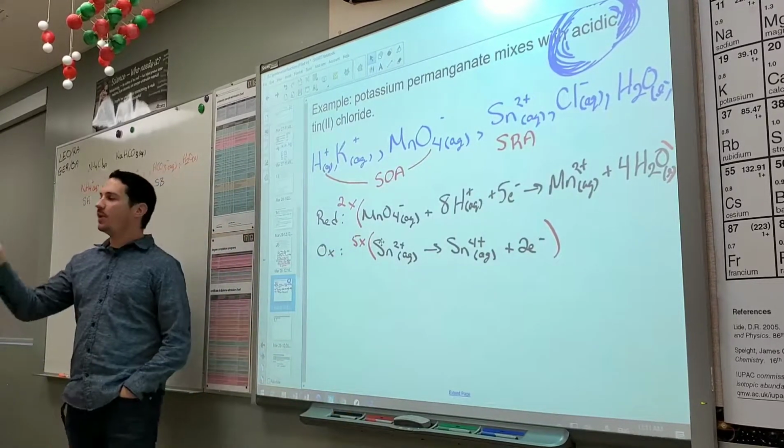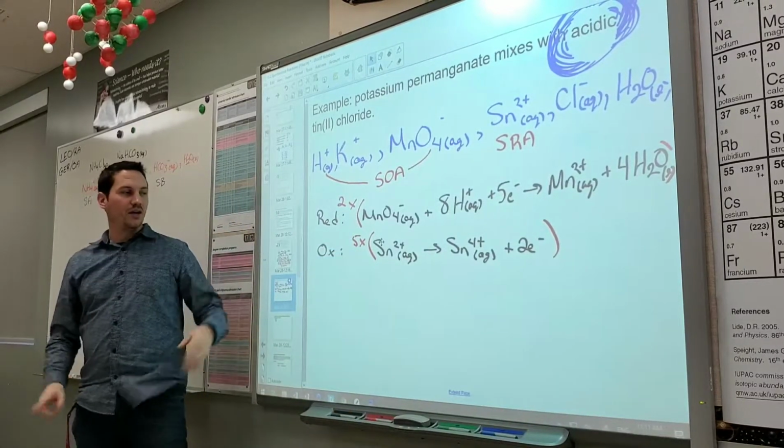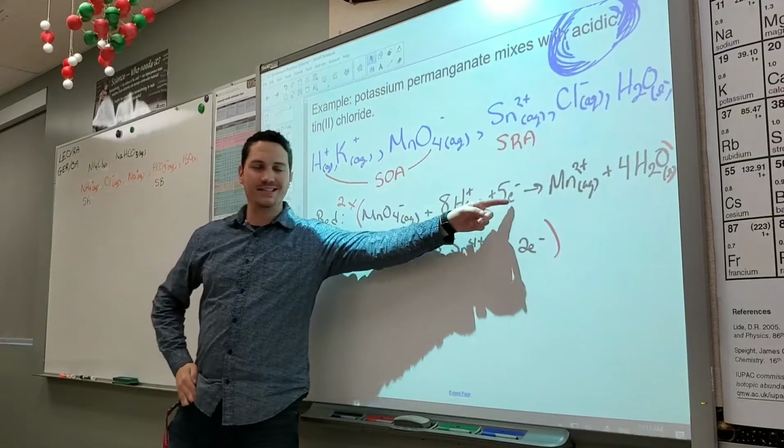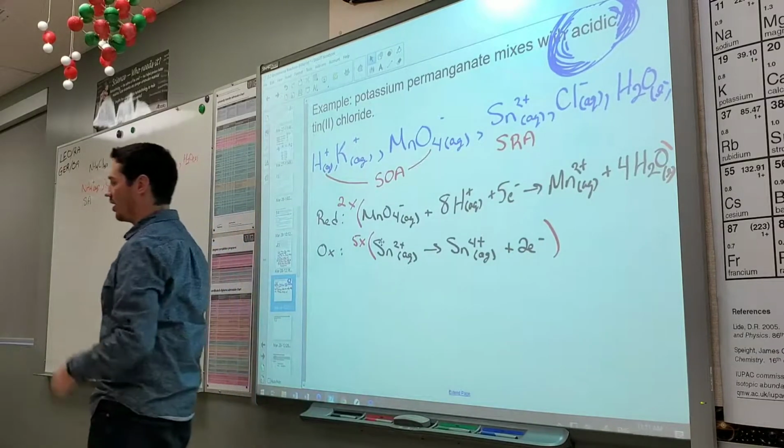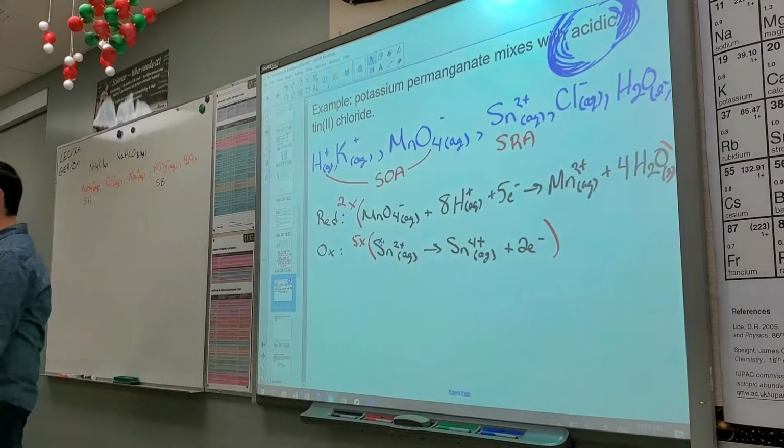Go ahead and do that, but common mistakes are that you multiply all the reactants, but you forgot to multiply the products, right? That's a really common mistake. So go ahead and try this out.